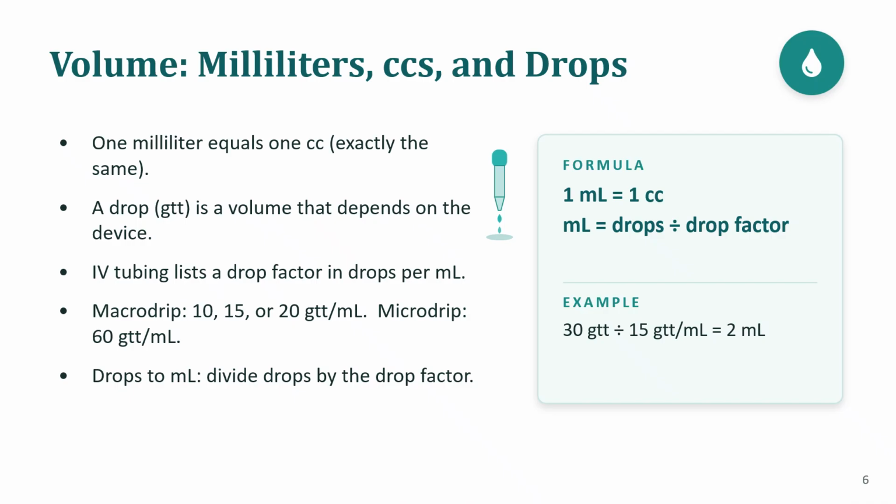To convert drops to milliliters, divide the number of drops by the drop factor. For example, with a 15 drop per milliliter set, 30 drops equals 30 divided by 15, which is 2 milliliters. The important habit is to always check the drop factor printed on the tubing because using the wrong one will throw off the volume. And remember, you cannot give part of a drop, so drop counts are whole numbers. Luckily, for medical assistants, we don't deal with IV setups, so drops typically aren't a problem for us.